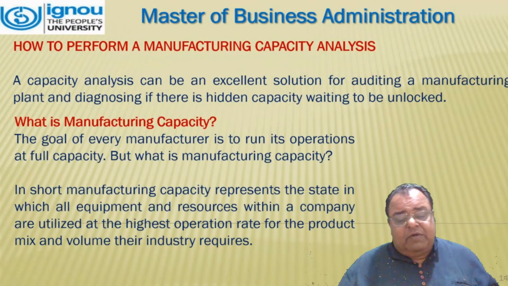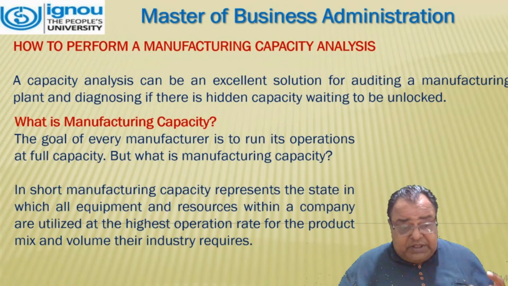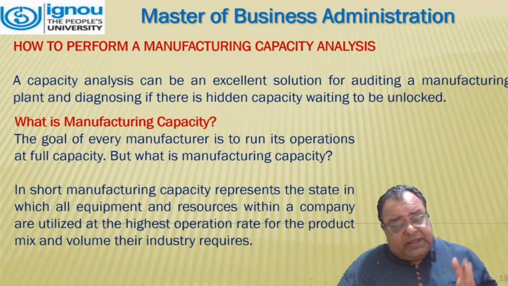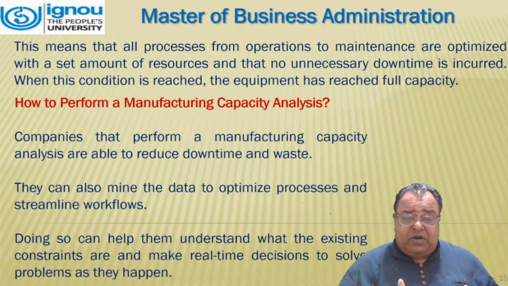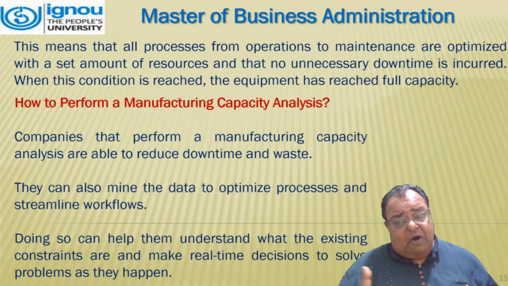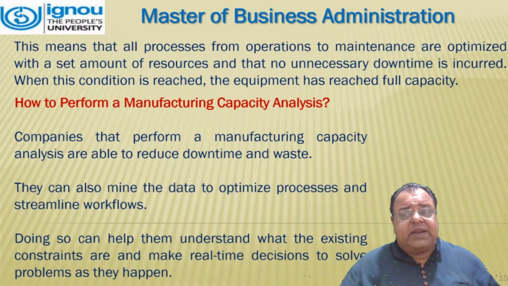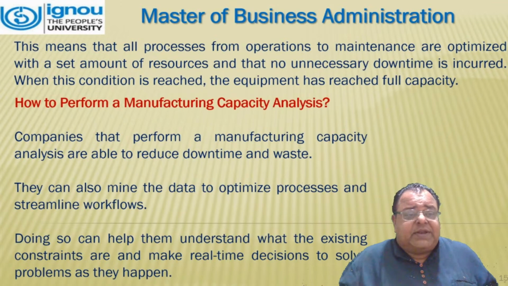In short, manufacturing capacity represents the state in which all equipment and resources within a company are utilized at the highest operation rate for the product mix and volume their industry requires. This means that all processes from operations to maintenance are optimized with a set amount of resources and no unnecessary downtime is incurred. When this condition is reached, the equipment has reached full capacity.